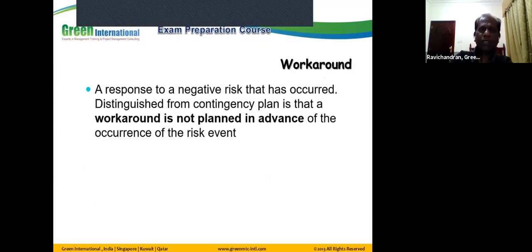Workaround, maybe you heard this terminology. A response to a negative risk that has occurred is called a workaround. What is the difference between workaround and contingency plan? Workaround is not planned in advance. When the risk event has occurred, then we take certain actions. That's called a workaround. Whereas in a contingency plan, we have a predefined set of actions the project team should take in avoiding that risk.